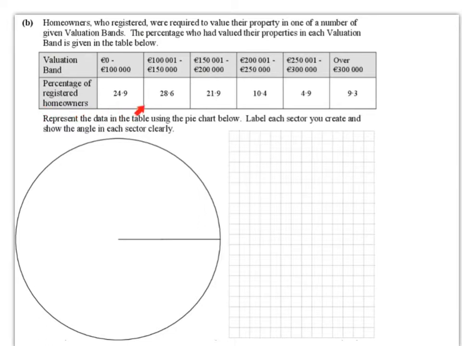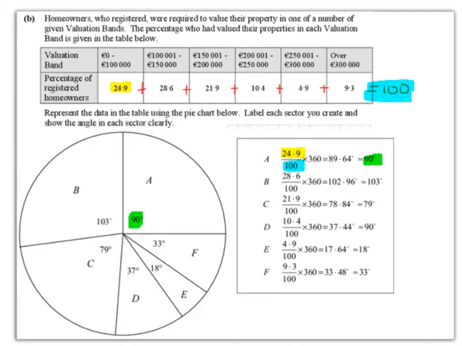Represent the data in the table using the pie chart below. Label each sector you create and show the angle in each sector clearly. So the first thing we have to do is add up all the percentages. So 24.9 plus 28.6 plus 21.9 plus 10.4 plus 4.9 plus 9.3 gives us 100%, which it should. All the percentages should make up to 100%. But in general, if this question was about something else, so if it wasn't percentages, if it was just amounts of a certain thing, you would have to add these to get the total. So it would not necessarily be 100.